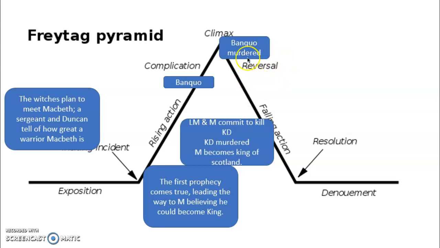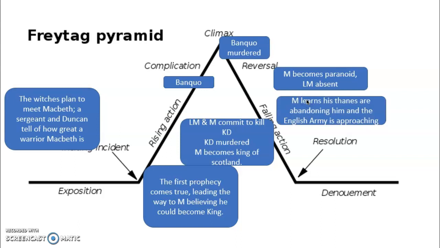Talking about reverse, we have now a reversal, and it's a reversal in fortune for Macbeth. Macbeth becomes this tyrant. He becomes paranoid. We don't see Lady Macbeth all the way through the second half of the play, all the way through Act 4, and it's only in Act 5 when she is sleepwalking and acting in a really strange way that we see her. So we have a reversal in fortune for Macbeth when he becomes paranoid, and that is compounded when he learns that the Thanes are abandoning him and the English army is approaching en masse to Dunsinane.